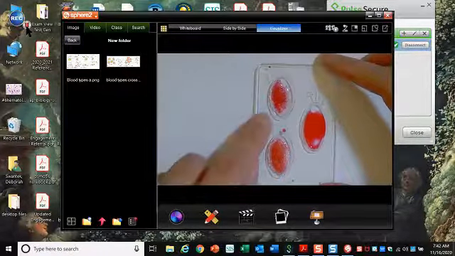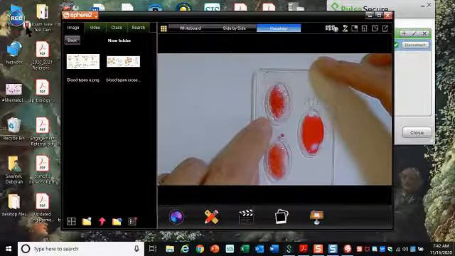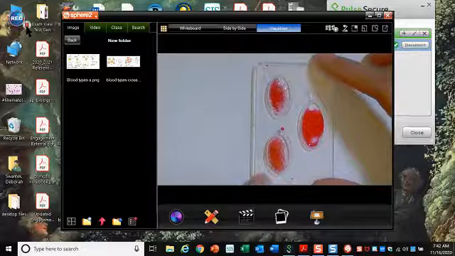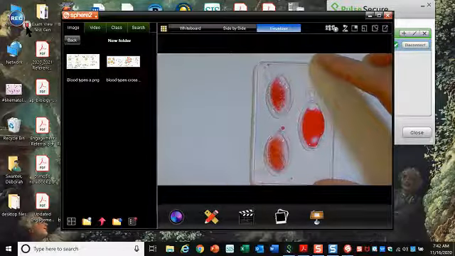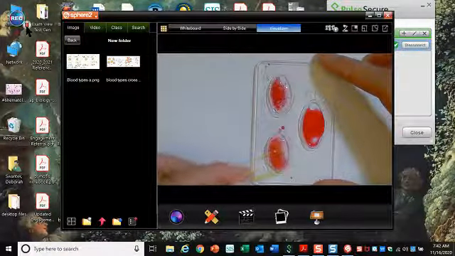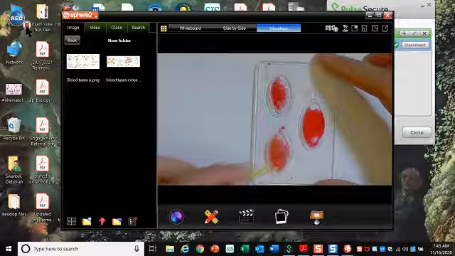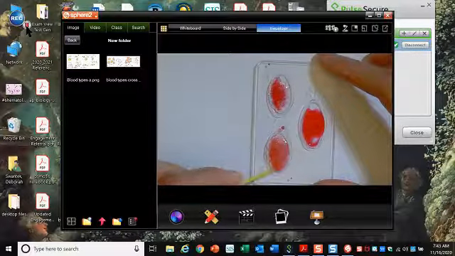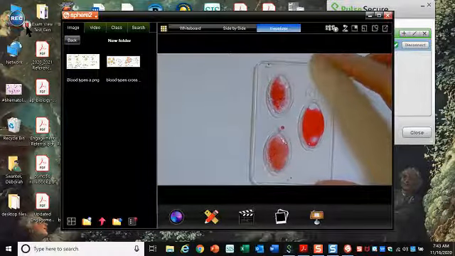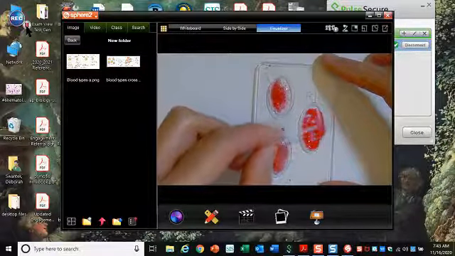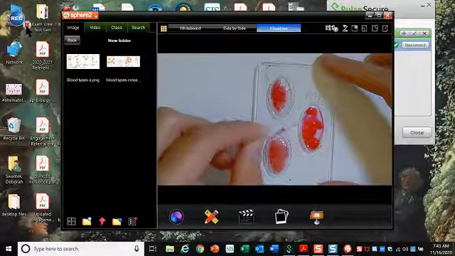Okay, so when we look at our sample with our anti-A antibody, we see agglutination. When we look at our sample with our anti-B antibody, we see agglutination. Drag that around so you can see. Okay, we see that clumping. That's the agglutination. And with the anti-RH, oh boy, that's thick. Okay, so look at all that clumping.